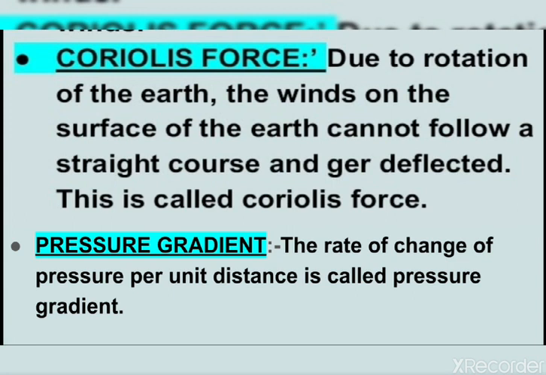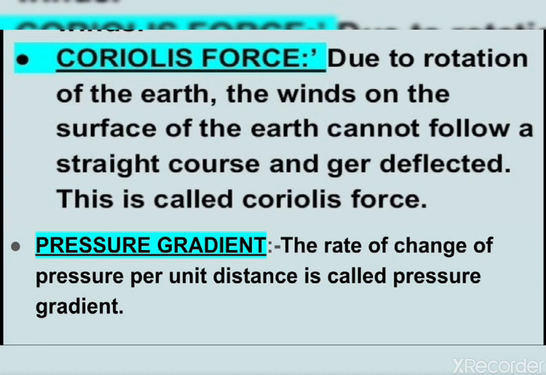The next is the Coriolis force. So, what is Coriolis force? Any moving object is slightly deflected to the right hand side in the northern hemisphere, and in the southern hemisphere it tends to deflect to the left hand side. Due to the rotation of the earth, winds on the surface of the earth cannot flow in a straight course and get deflected. This we call the Coriolis effect or Coriolis force. It changes the direction of wind.